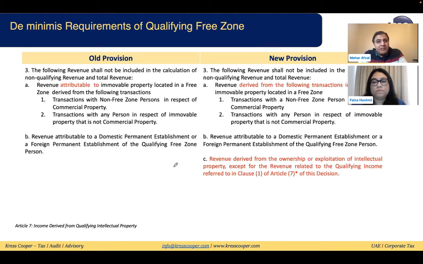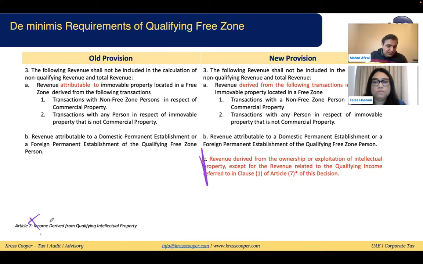Qualifying income derived from the decision. Non-qualifying income, basically transaction with a free zone person, is the commercial property. We know this, one leg of the commercial property is the qualifying income. The rest of all income from the commercial property is non-qualifying income. Transaction with the P, any income earned from the P is also non-qualifying income. Now they are saying income derived from the intellectual property, except for the qualifying income from the intellectual property, will be considered non-qualifying income. This thing I am highlighting again and again.